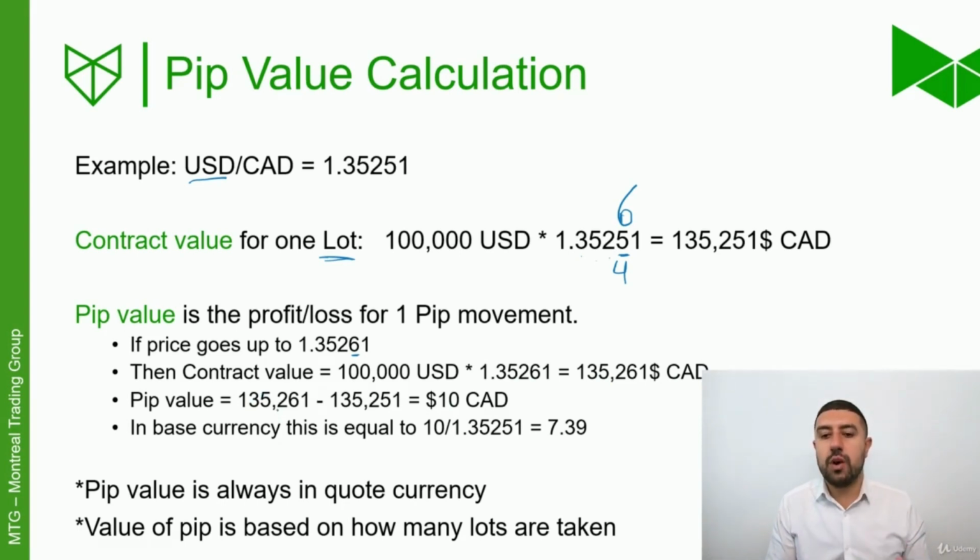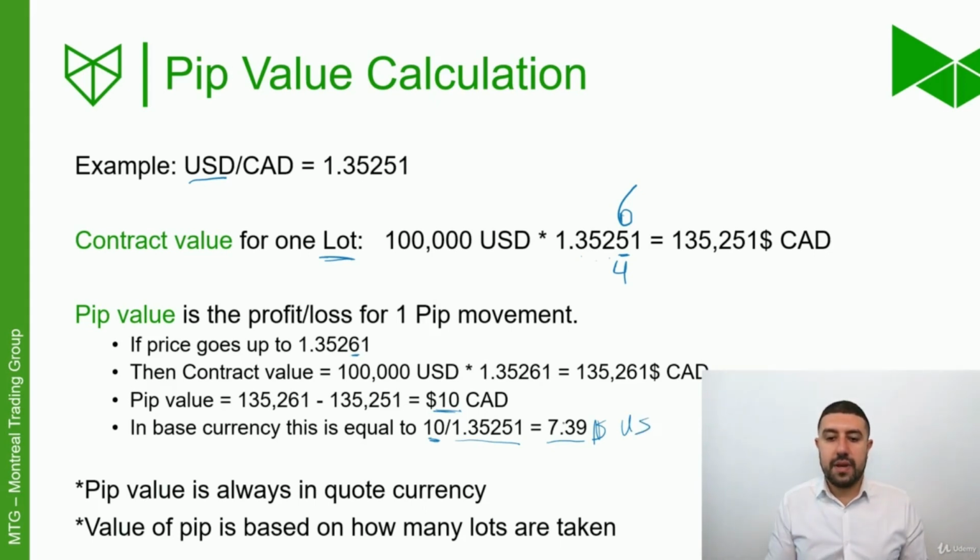Now, the pip value. In this case, if this currency moves up by 1 pip, how much money would we have made? Well, we would have made 135,261, the price at which we're selling, minus the price at which we bought at, 135,251. We would make $10. Okay, $10 in Canadian. Now, if you want to know how much you made in the base currency in USD, all you would have to do is do the $10 divided by the exchange rate, which in this case would have given you 739 in US.